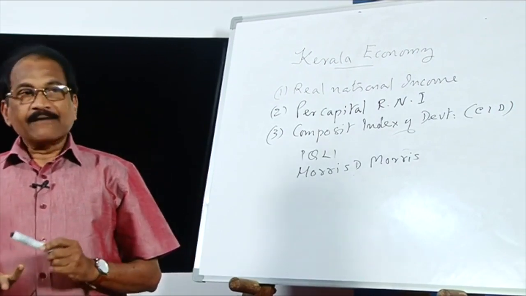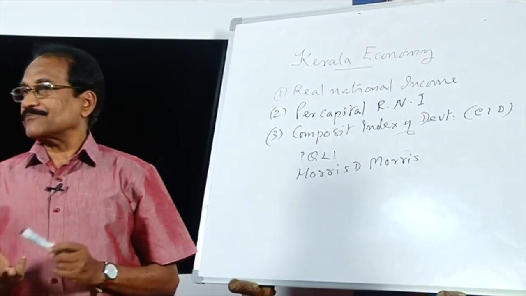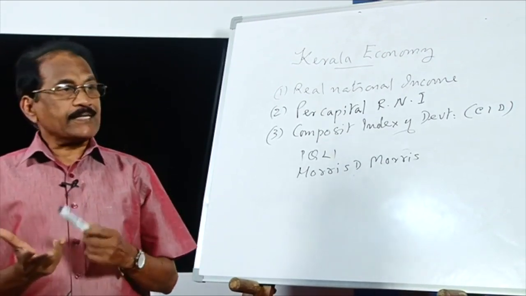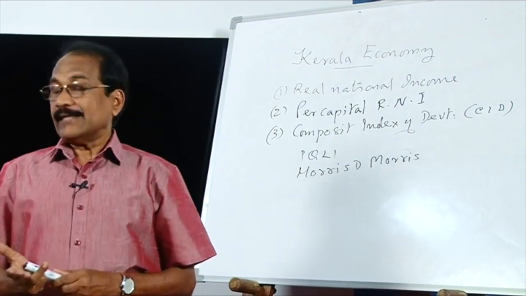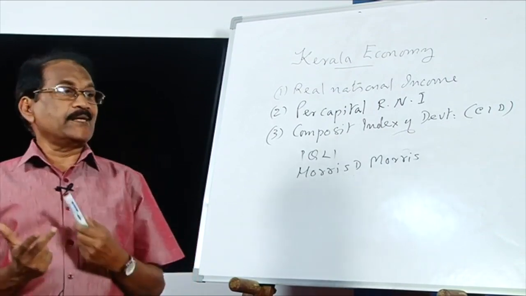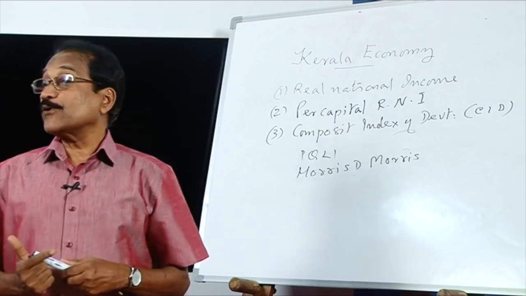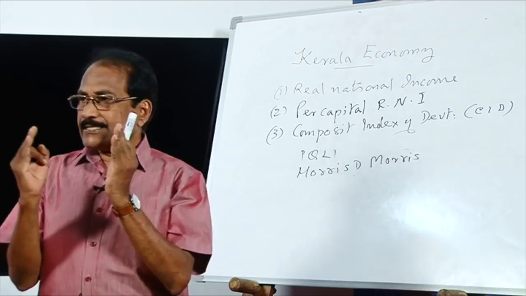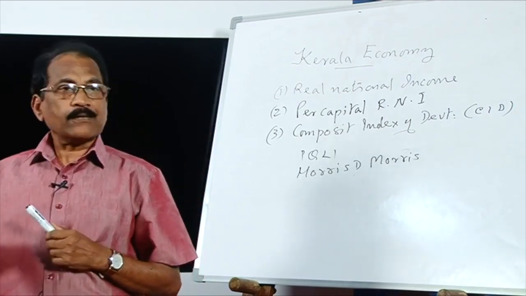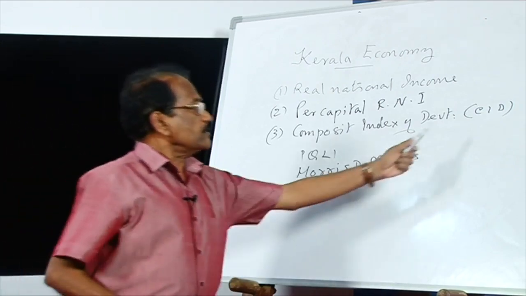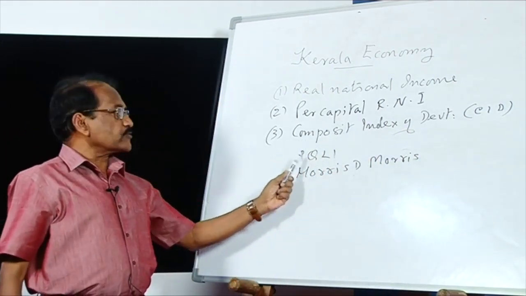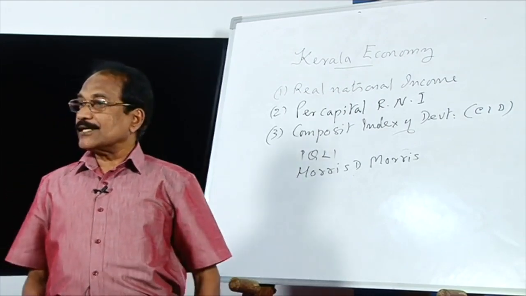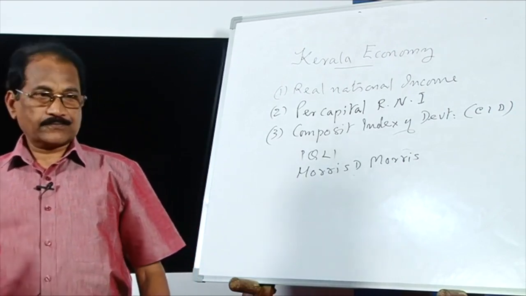One is the average expected life duration of people in the country. According to him, that is the most important one. Then the literacy rate of the people in the country, and the infant mortality rate. These three things are taken simultaneously to construct the index number of economic development, which is called a composite index of development, constructed by Morris by the name PQLI, Physical Quality of Life Index.